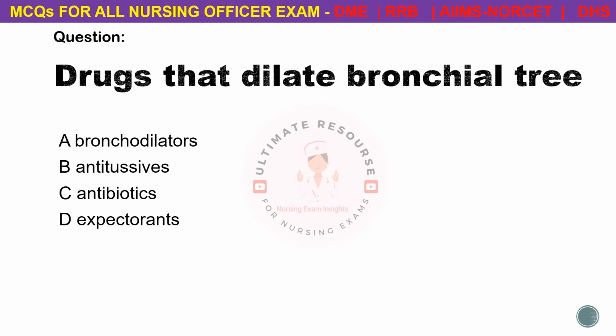Drugs that dilate bronchial tree. Options are A. Bronchodilators, B. Antitussives, C. Antibiotics, D. Expectorants. The answer is A. Bronchodilator.